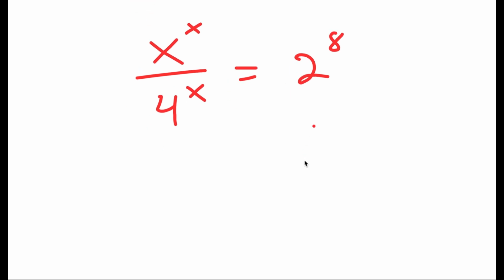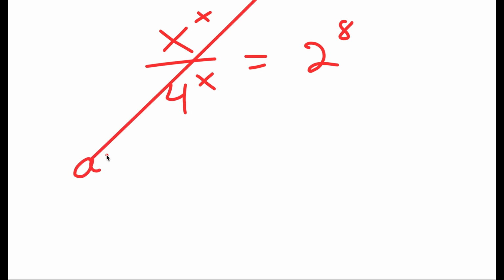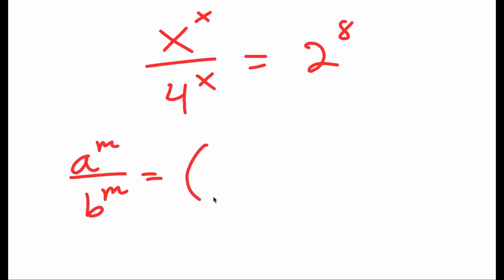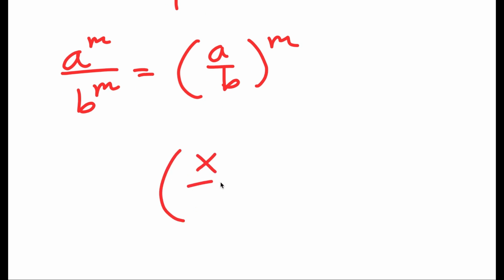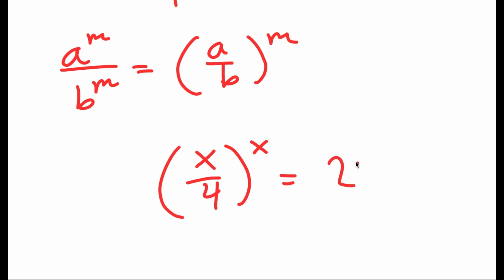Now another exponential property that I'm going to use is that if I have something in the form a to the power of m over b to the power of m, this is equal to a over b to the power of m. So x to the power of x over 4 to the power of x turns into x over 4 to the power of x. And this is equal to 2 to the power of 8.